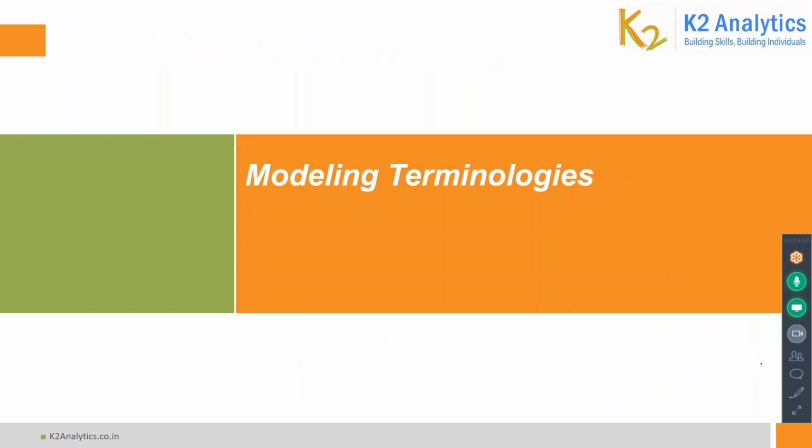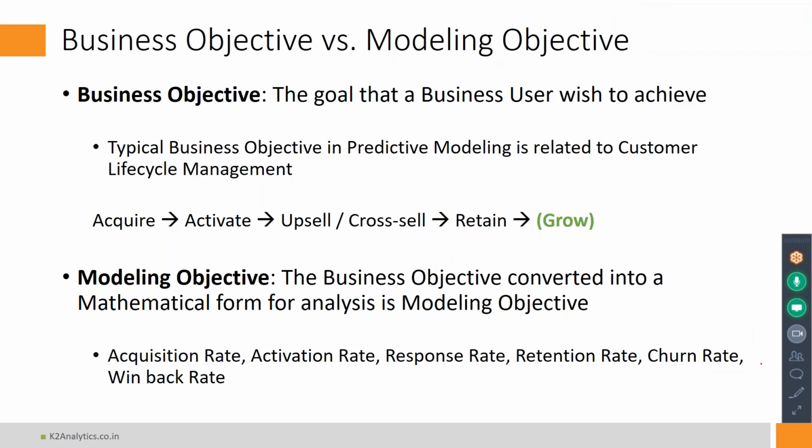Now, these are the applications. Let's see some terminologies. If you recollect, I had shown in one of the slides CRISP-DM. CRISP-DM stands for Cross Industry Standard Process for Data Mining, and we build predictive models. The first phase is business understanding.